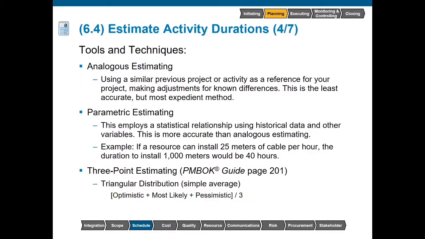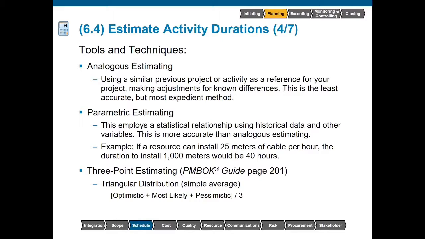We don't want to use analogous estimating for the entire project, though. The lack of accuracy can come back and give us issues down the road. Parametric estimating is another type of analogous. I like to call this analogous with math.